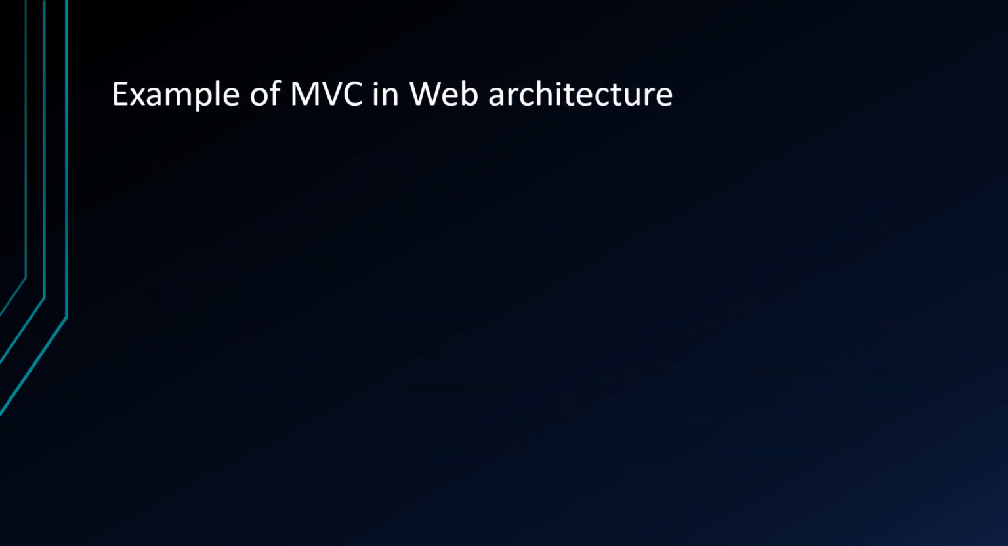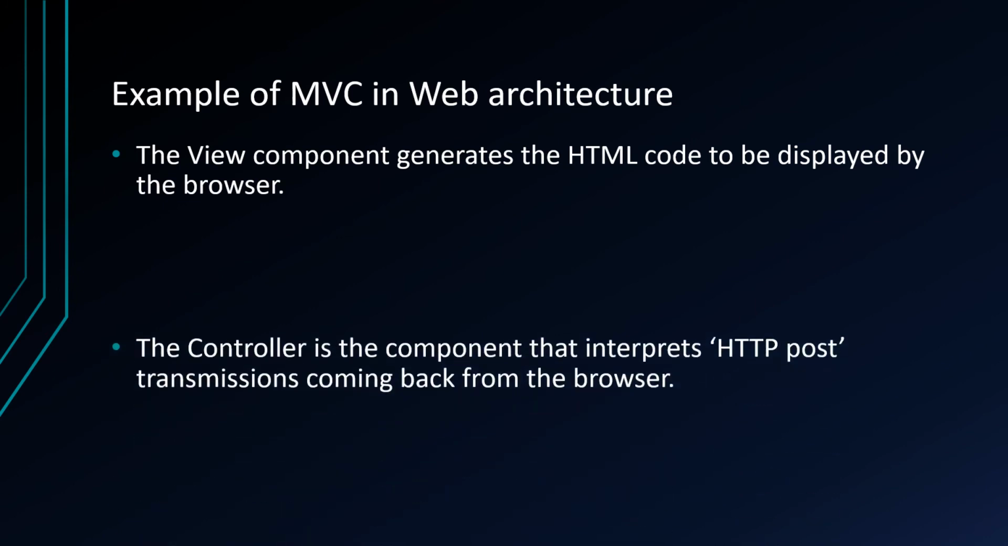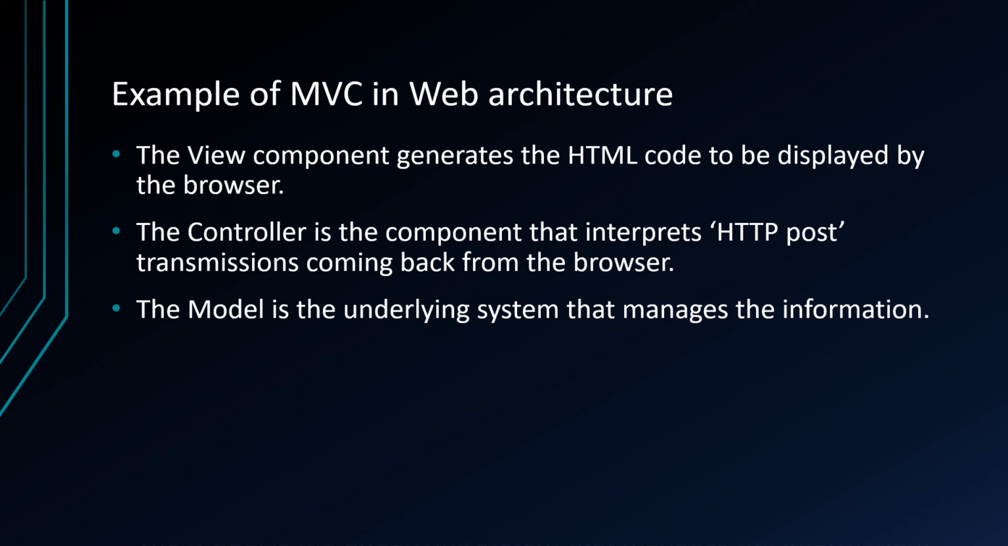The example of MVC in web architecture. The view component generates the HTML code to be displayed by the browser. The controller is the component that interprets HTTP post transmissions coming back from the browser. The model is the underlying system that manages the information.